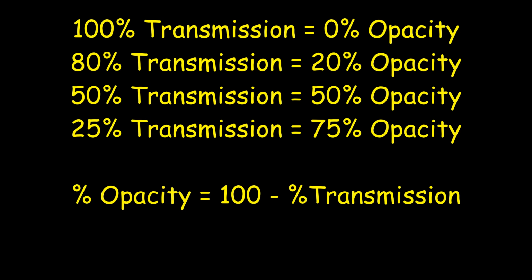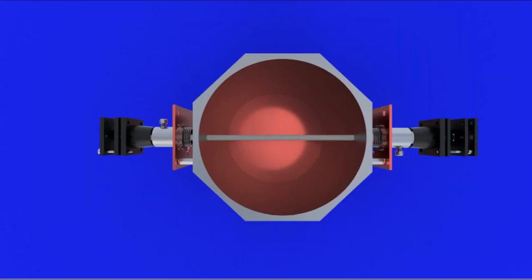The two figures are locked together. In other words, if you know your percent transmission, you know your opacity. If you know your opacity, you know your percent transmission.